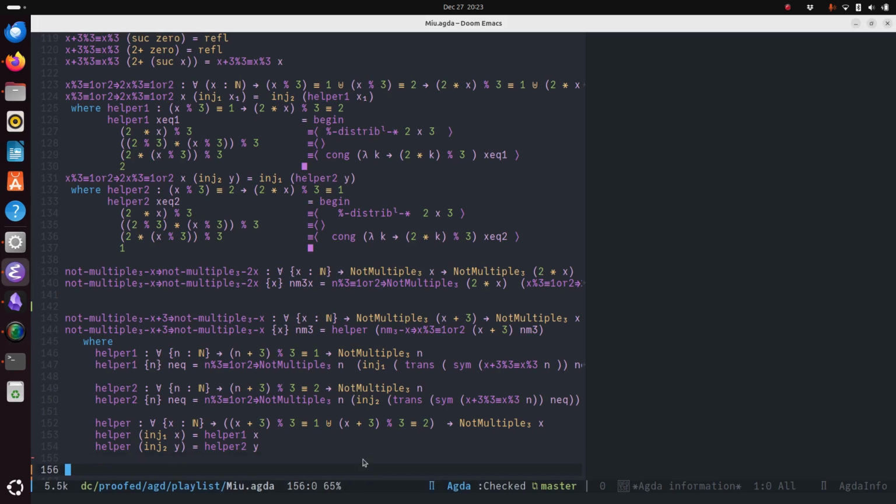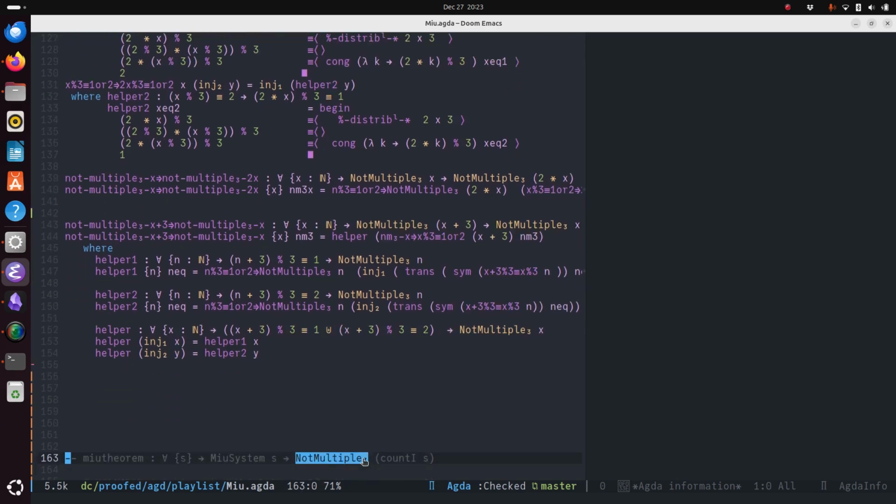Now we have all the infrastructure in place. Let us come to our main theorem about the MIU system. What we are saying is that for any string belonging to the MIU system, the number of i's in the string is not a multiple of 3. Let us see if we can prove this theorem.